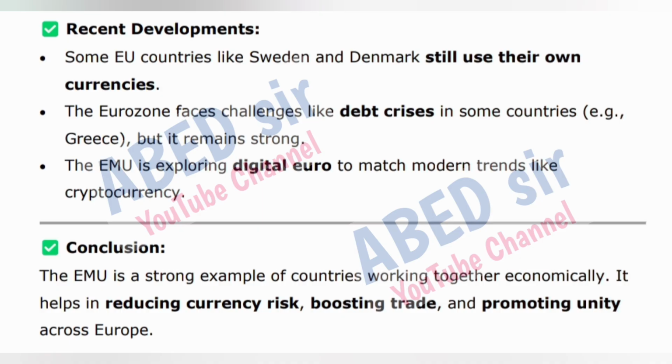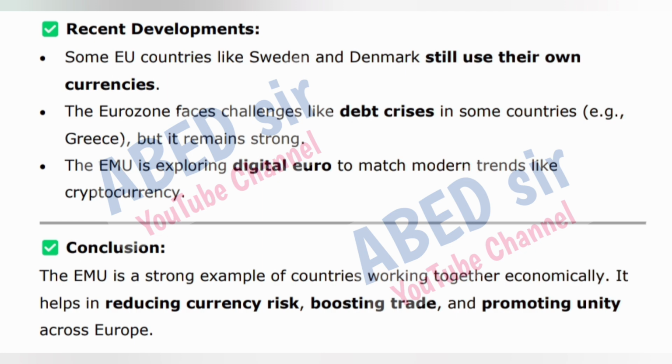Recent developments. Some EU countries like Sweden and Denmark still use their own currencies. The Eurozone faces challenges like debt crisis in some countries, example, Greece, but it remains strong. The EMU is exploring a digital euro to match modern trends like cryptocurrency.